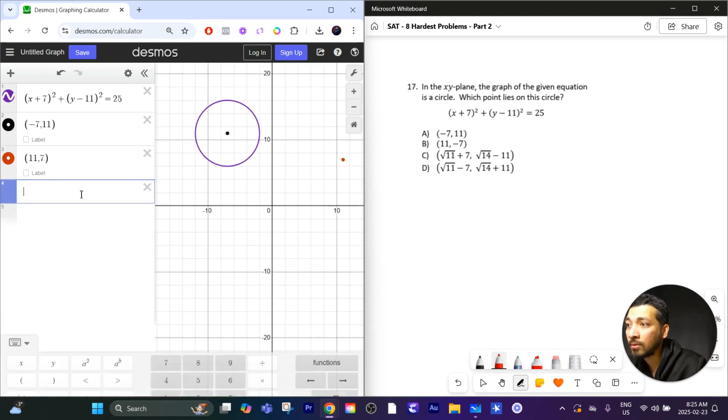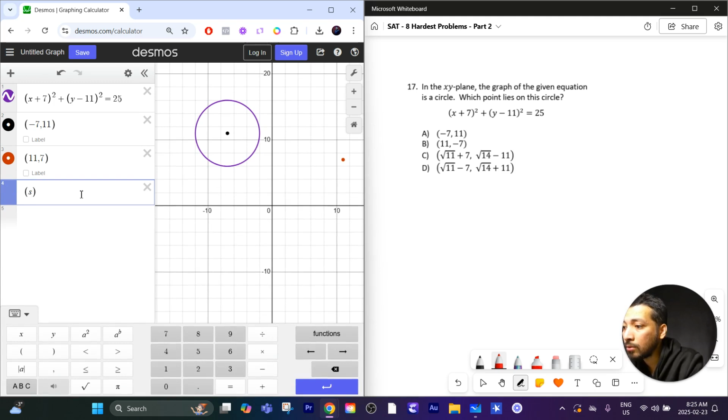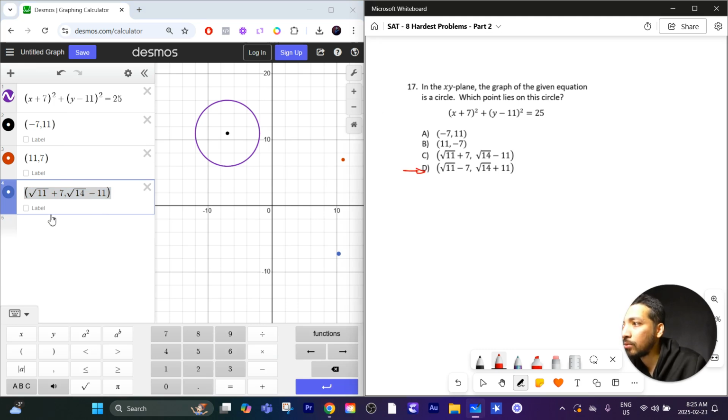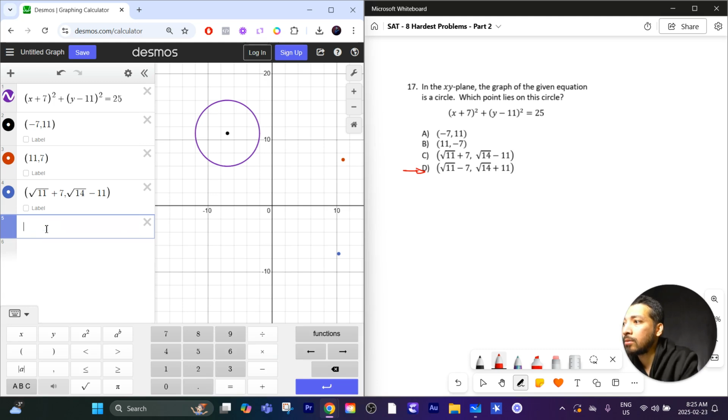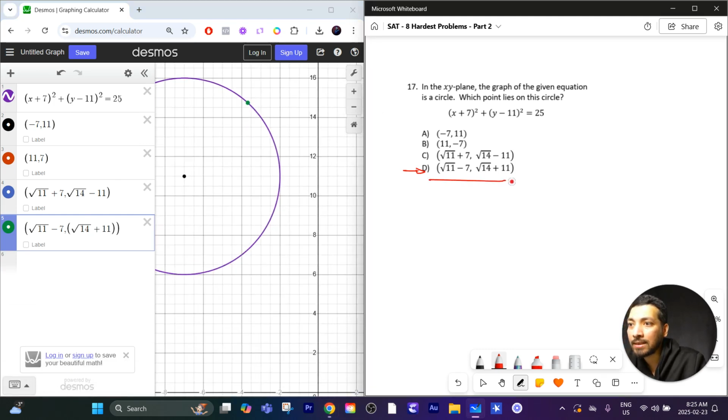That's outside. Root 11 plus 7, comma, root 14 minus 11. That's outside. That means you can immediately select number D, but we'll check it. Square root 11 minus 7, comma, square root 14 plus 11. And that's exactly lying on the circle. So that's our option D. Perfect. I hope this makes sense.